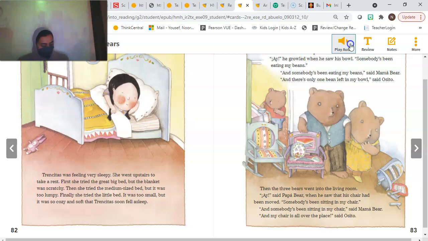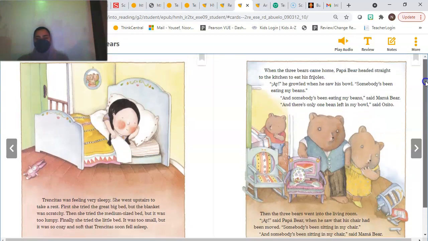Finally, she tried out the three beds. The little bed was the most comfy, and she fell asleep. Using words like first, then, and finally helps me keep track of the correct order of events in this part of the story. I wonder what will happen to Trencitas next. What do you guys think is going to happen? Raise your hand. Jasmine? She's going to get caught.